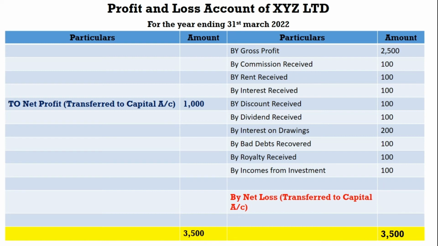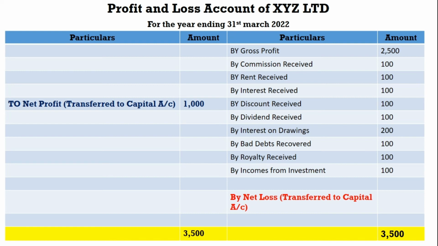Income from investment: the company invests small amounts in short term investments, and we get income from them. That is called income from investment. You can see here the total right side is 3500, and the total left side is 2500. So which side is increased? The right side. Where is the decrease? The left side. So you have to put it to net profit.